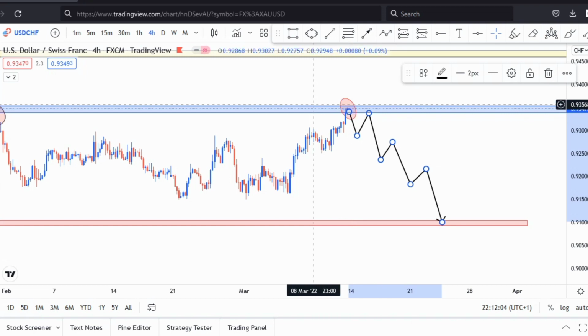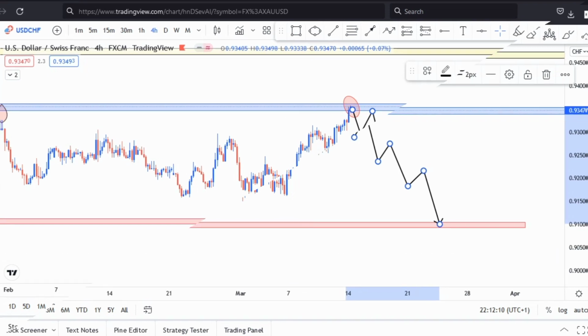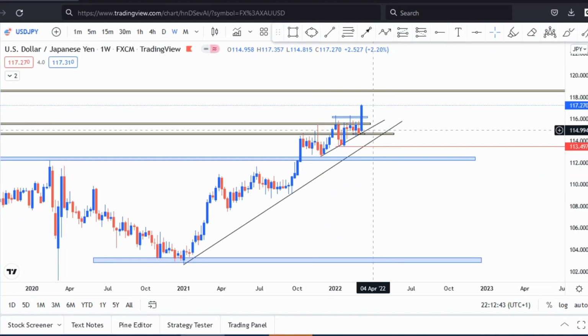Next, I'll be talking about my analysis for USDJPY. So for USDJPY, again, I'll be starting from the weekly time frame and work my way down to the 4-hour time frame. As you can see, last week price was strongly bullish and broke this resistance here as well as this resistance level, and then continued to the upside.